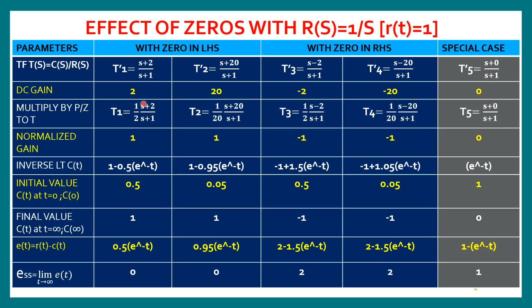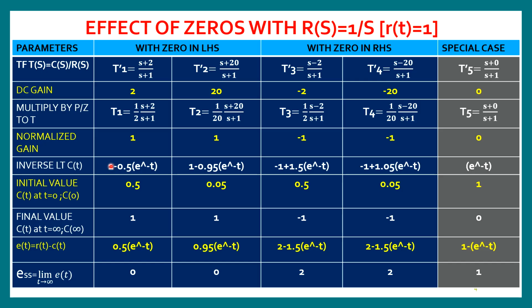So now, when you substitute s as 0, here 2 divided by 2, my gain is 1. Here 20 by 20, my gain is 1. Here minus 2 by 2, my gain is minus 1. Here minus 20 by 20, my gain is minus 1 and so on. Now I have got my normalized gain. Then I'm going to calculate c of t by taking inverse Laplace transform. By using partial fractions, the given c of t is calculated.